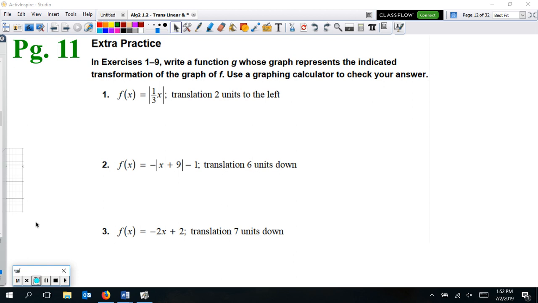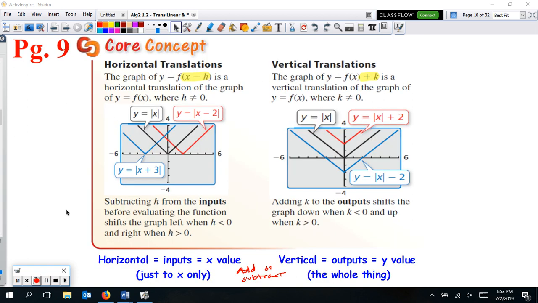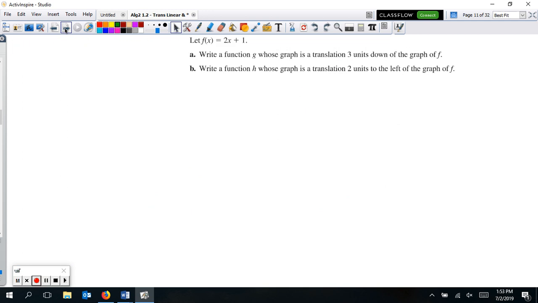But as we look at this, it tells you the f of x function first. This is our f of x function. Then it gives us a given transformation. The first one says we're going to translate this absolute value function. You can see absolute value symbols. Translate it 2 units to the left. So first of all, what you want to recognize is that it's got to go left. Left would be horizontal, so we have to go back to our horizontal way of thinking. So it's going to be done to x only. We're either adding or subtracting a number just to x only on this one.